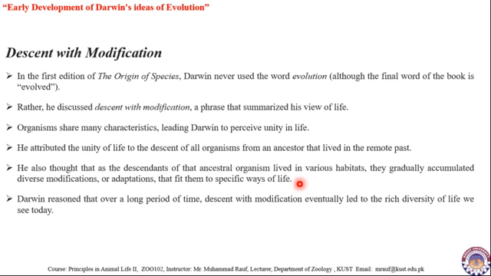So Darwin reasoned that over a long period of time, descent with modification eventually led to the rich diversity of life we see today. Because of living in diverse environments, changes accumulated in organisms, and as a result, so many species are there on the planet Earth today.